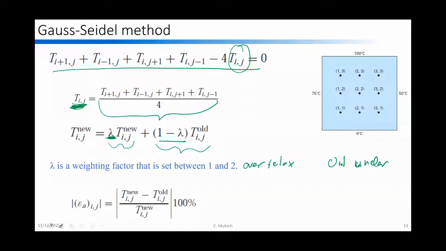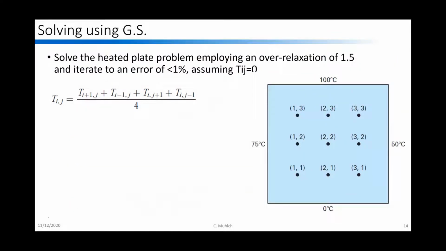Let's go ahead and give this a spin. Let's take that same problem where we have a boundary value problem where we have 100C up here, 0C over here, 75C here, and 50C here. And we're going to solve this at these 9 points. Remember, for Gauss-Seidel, we have to have an initial value. We have to have an initial assumption for what these values are. In this case, let's assume that all those interior points are 0.